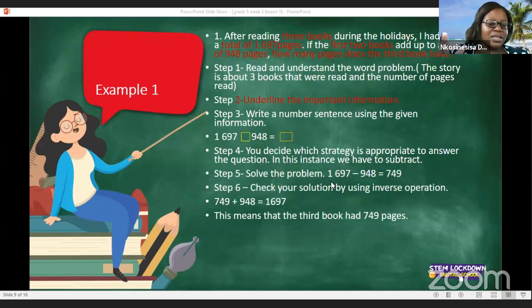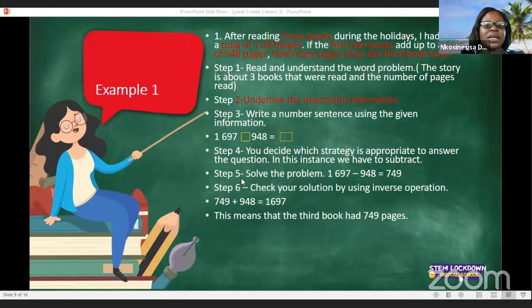Do you want to use the compensation method? It's up to you. You choose the one that you understand the most. So you subtract using any method, but not a calculator. Please, not a calculator. So 1,697 minus 948 equals 749.